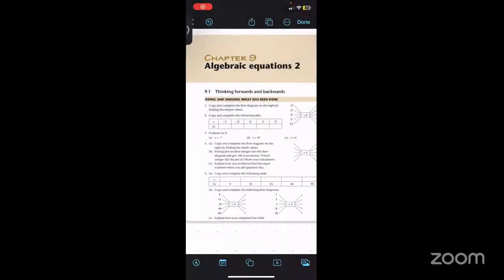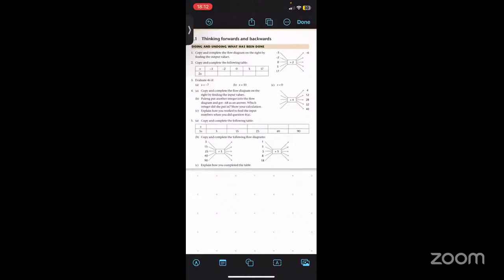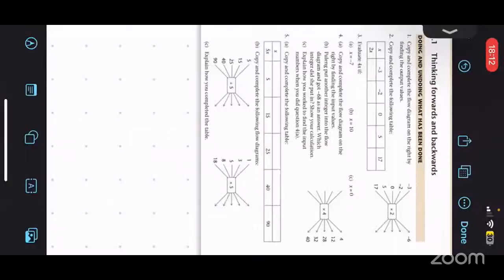Are you able to see the screen, Manaya? No, ma'am. Even now? Okay, let me try to rotate that. Now maybe I can see them.